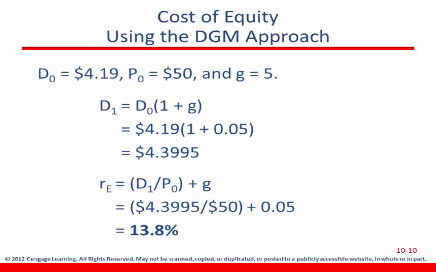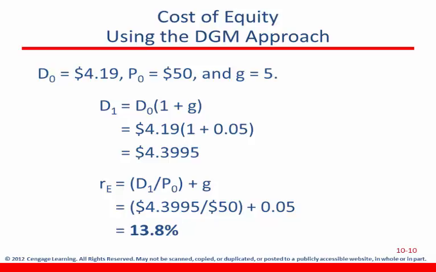You take a look here, you know that D0 is 4.19, where you can figure out D1, remember, by just using time value of money and pushing that forward a year, right? So that's just D0 times 1 plus g is going to equal D1. So you can figure out that your D1 is $4 and basically 40 cents. And now you can plug it into the equation, right?